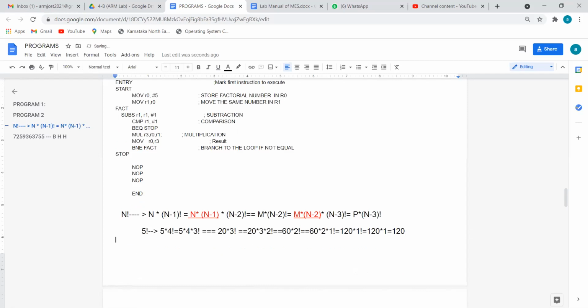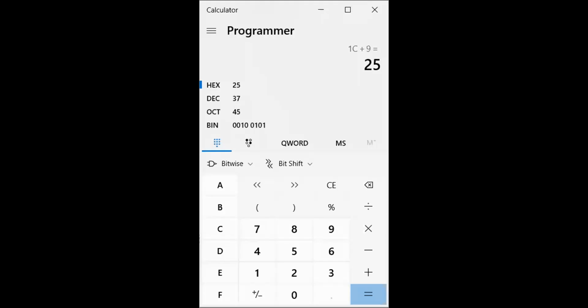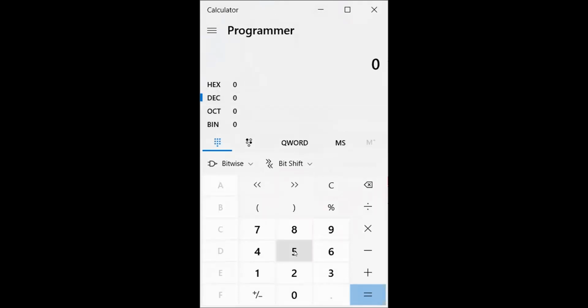Now I am going to share the calculator with you. Why is the calculator important here? Go on observing the values. I have selected the calculator and I have put it in decimal mode. Initial value 5, into 4.